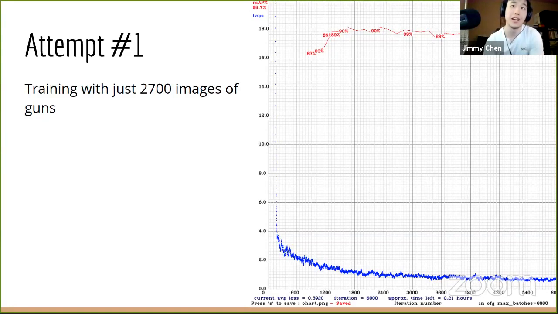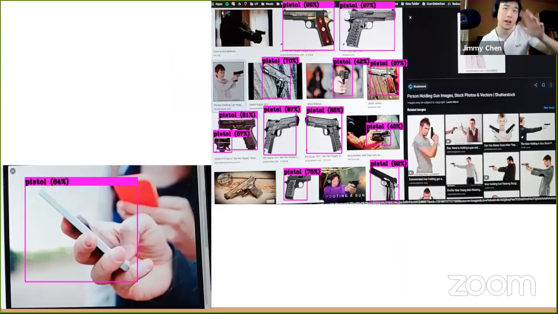The reason why our mean average precision looks so good for this first attempt is that the test data set only had images that contained guns. So it didn't take into account a lot of possible false positives. This was the real world performance of the first attempt. As you can see, it can detect images of pistols, but it also detects a person holding a phone as a pistol, which showed us that we had a gaping hole in our strategy of not taking account of possible false positives.